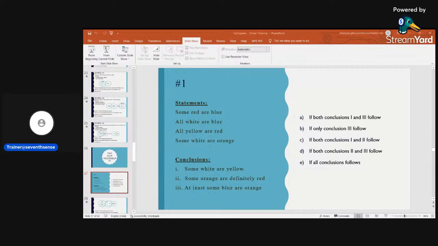If there is a word possibility, we can say it will be true, but here we can't define it. So whenever the word definitely occurs in your conclusion, you can check the conclusion, but don't directly go with the word definitely. Then we have at least. So yes, the third conclusion is true. So only three follows. So here the answer will be option B, if only conclusion three follows.